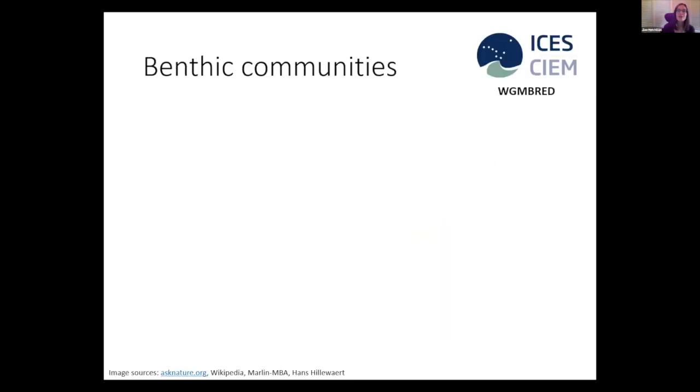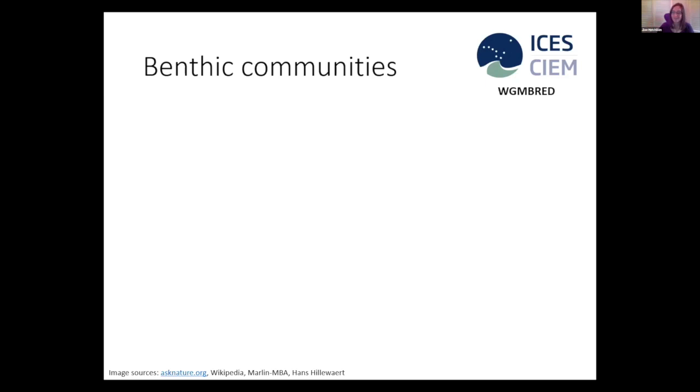And so we'll turn our attention now to the benthic communities that may be exposed to electromagnetic fields. Within the ICES working group, the WGMRED group that we're part of, we really try to consider the pressures that are placed on our environment in a very broad context. So we try not to focus just on a single species of interest to study, the favourites, but we try to consider the benthic communities as a whole and also consider the direct and indirect consequences of the pressures that we're interested in.